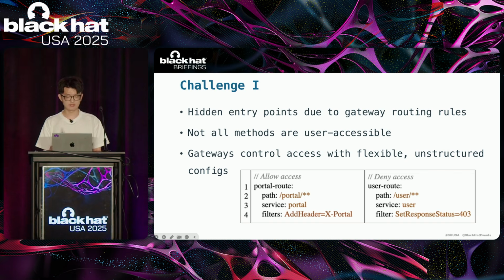This means that if we simply treat every API as public, we will get a lot of false positives. But if we miss a real entry point, we risk missing actual attacks. So it is important for our detection approach to really understand the gateway's behavior, not just the code.